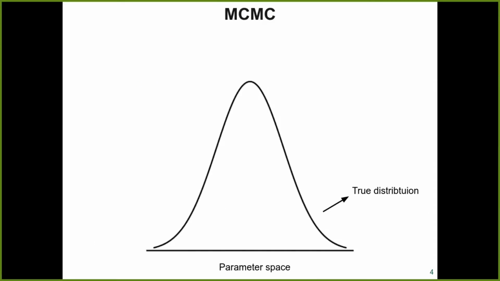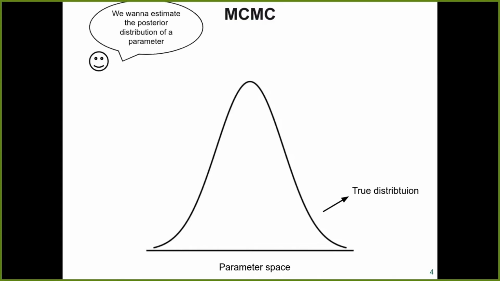So as a very simple toy example, here on the x-axis, we have the parameter space, and this distribution represents the true distribution of a parameter. And we want to estimate the posterior probability distribution of this parameter. So we start at a random point in the parameter space, and the MCMC sets the rules if we can move to another point of the parameter space or if we should stay in the same place.